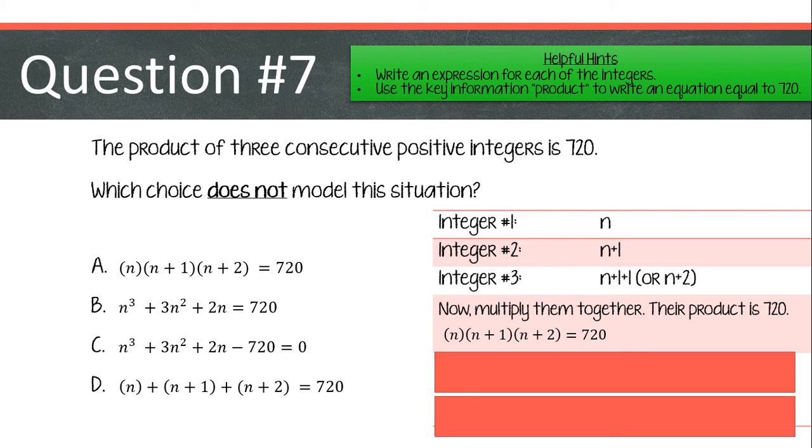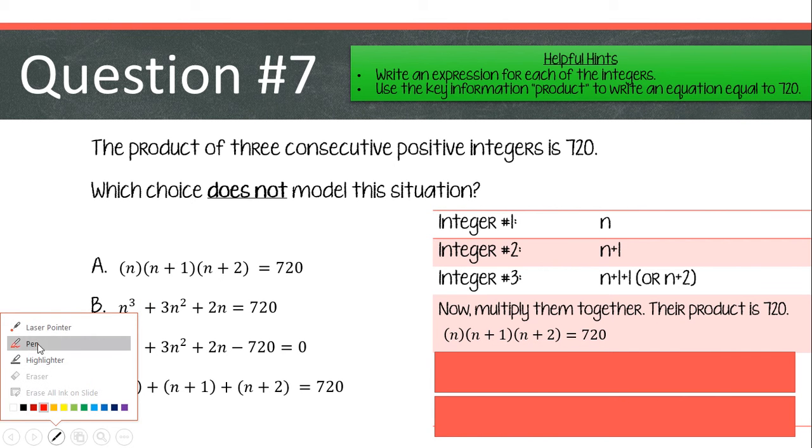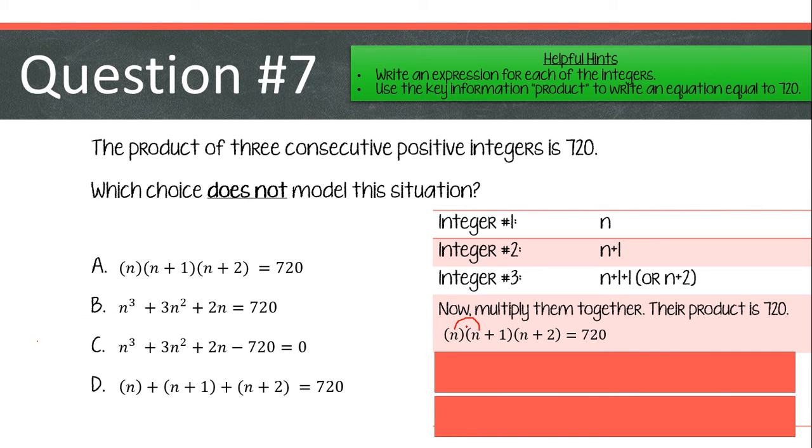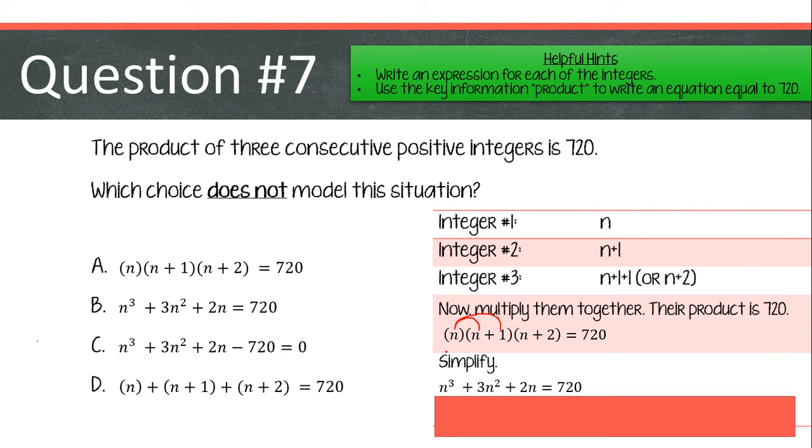Now we go ahead and do our multiplying. I have three terms that I need to multiply together, separated by parentheses. I'm going to start by distributing. I can distribute that n by this first term. I don't have that step written out here, so I'm going to write it out for us. I would have n squared plus n, because n times n is n squared and n times 1 is n. And then I have all of that times n plus 2 equals 720.